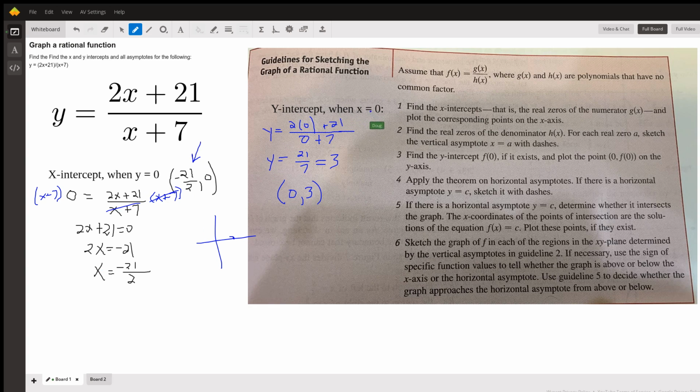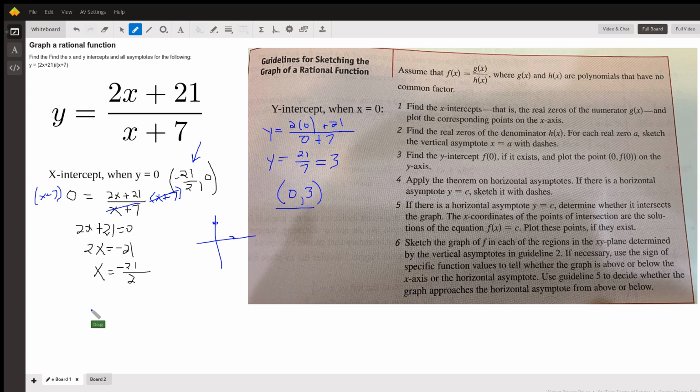For your y-intercept, when x equals 0, we'll have a y-intercept. So we put 0 in for x, and we get 21 over 7 equals 3. So the y-intercept is at (0, 3).